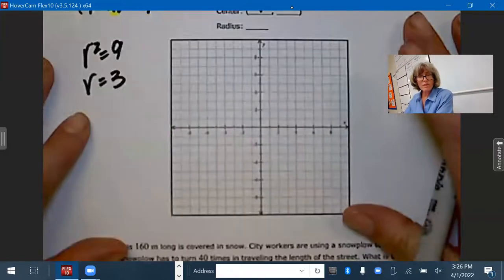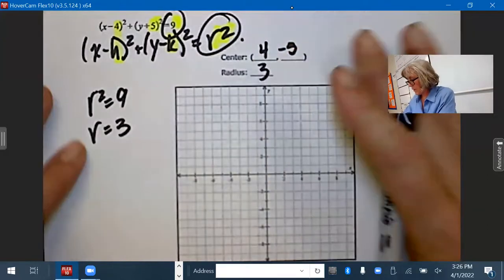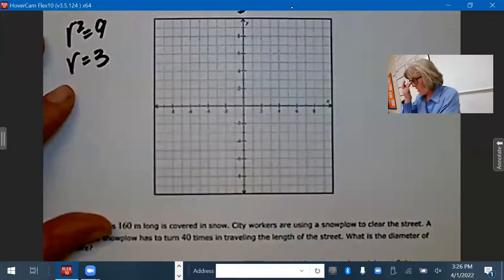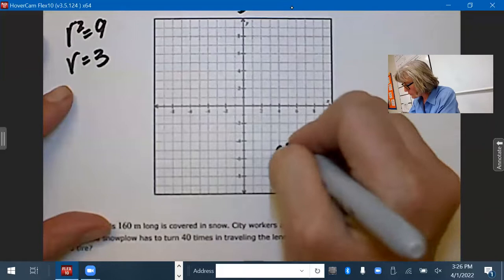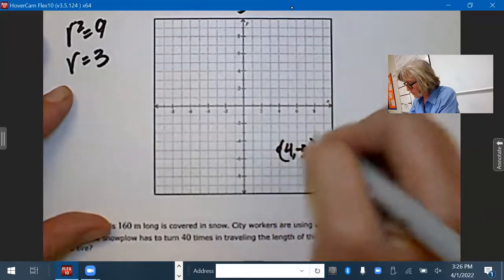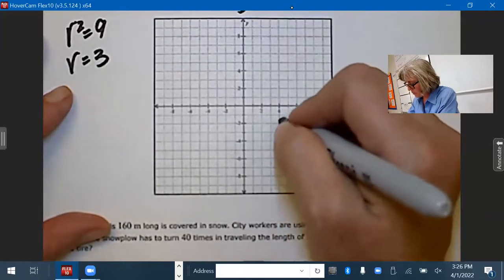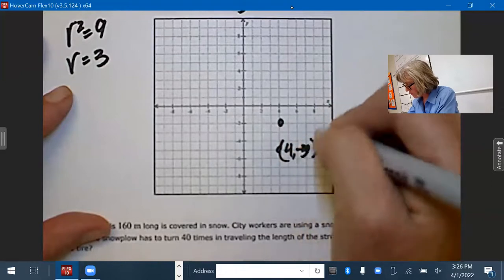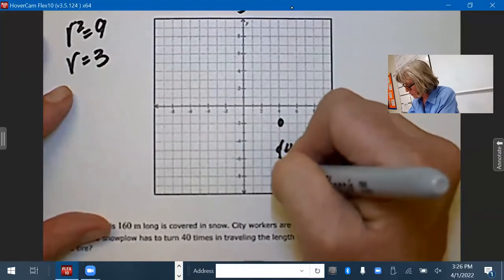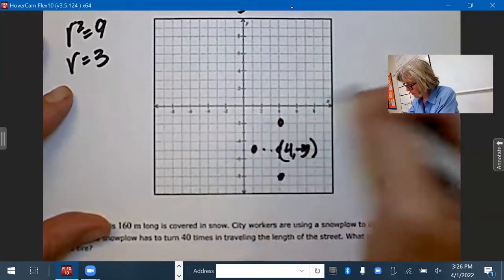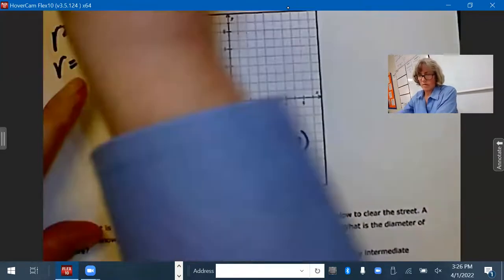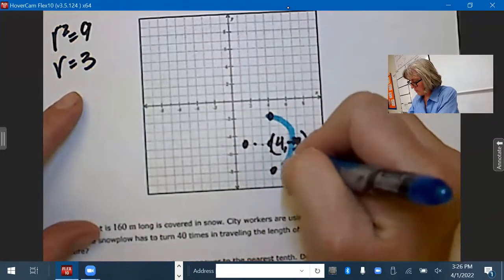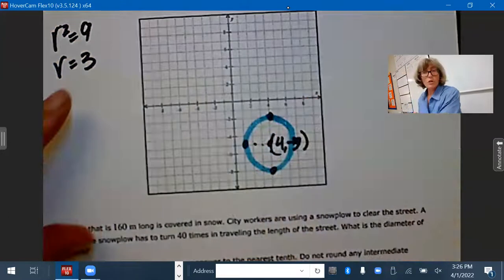So to graph this, we are going to have 4, -5, up 3, to the right 3, down 3, left 3. And there's your graph.